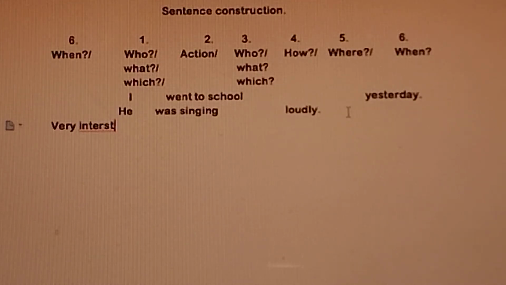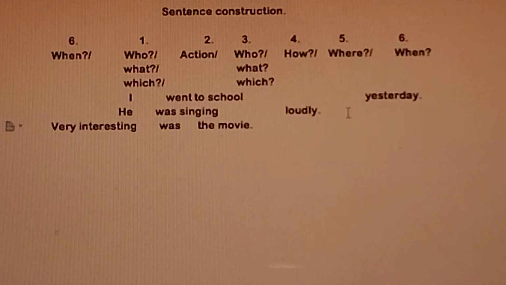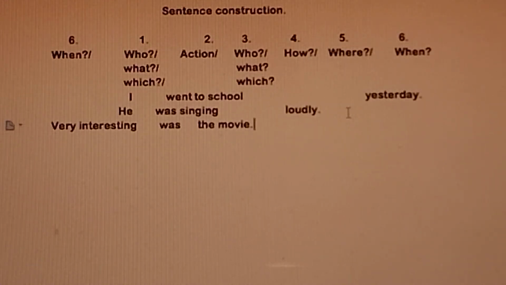Very interesting was the movie. Now, if we want to make this into a correct sentence, we should say when. We don't know, it didn't tell us about any time, right? Who, we don't know who, but we know what. Our what here is the movie.